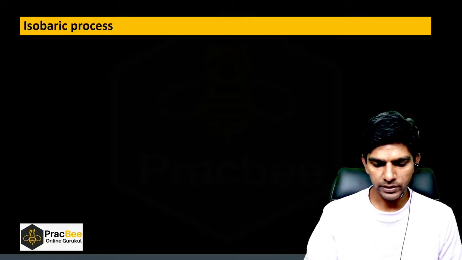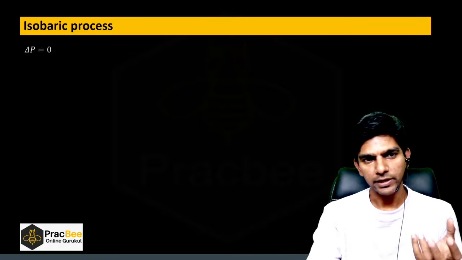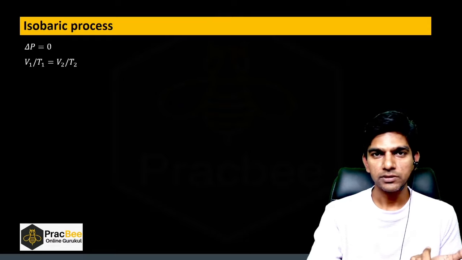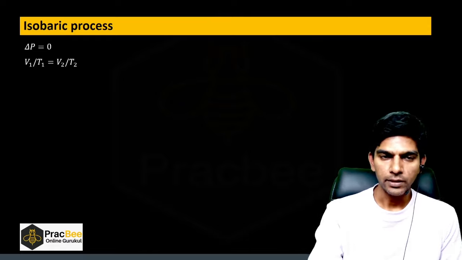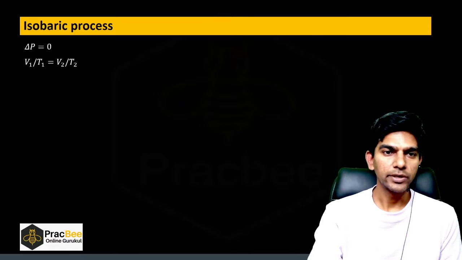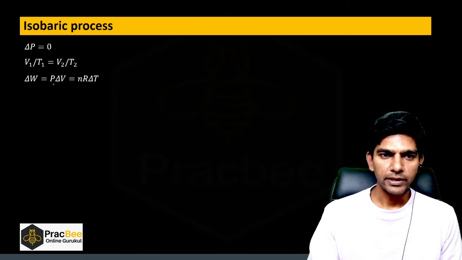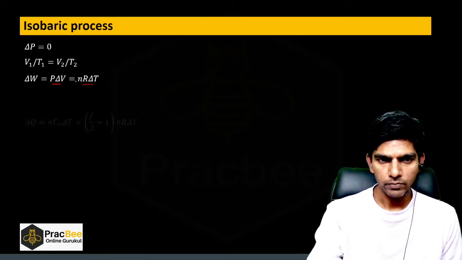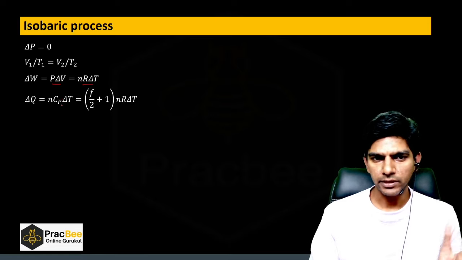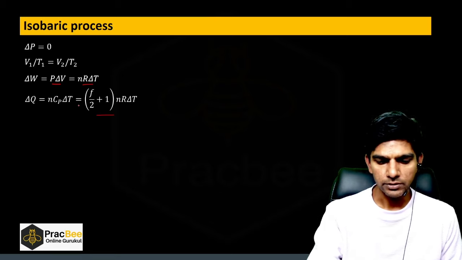Now let us see the isobaric process. In isobaric process, the pressure remains constant. So ΔP will be 0. And if ΔP is 0 or P is constant, by the ideal gas equation, we can say V1 by T1 equals V2 by T2, or V is directly proportional to temperature. Now, work done in isobaric process will be given by PΔV, which is nRΔT, and the heat supplied will be nCpΔT, and we have just seen the Cp value, that is (f by 2 plus 1) times R. So we should remember this.